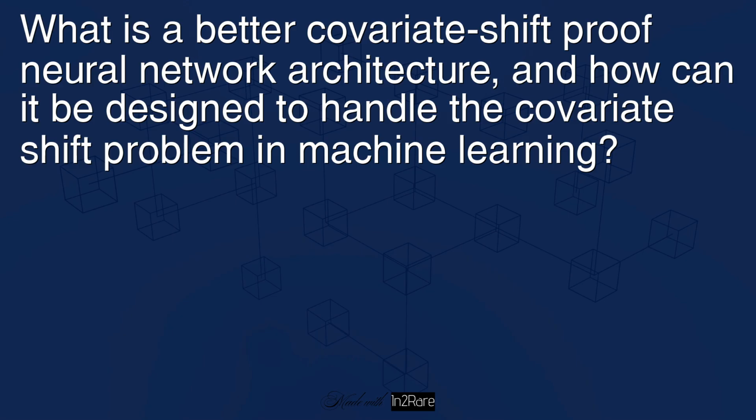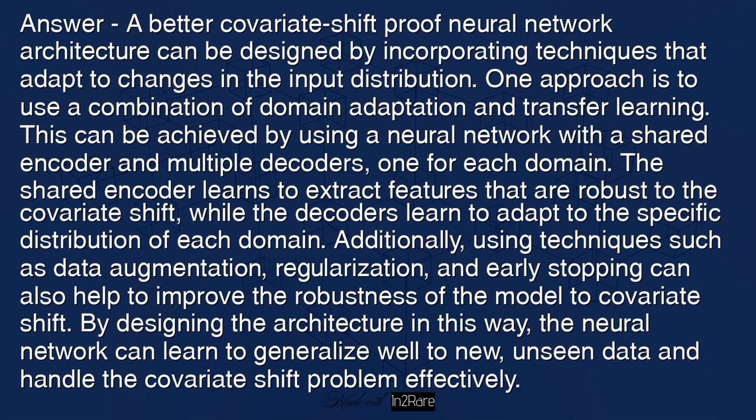What is a better covariate shift-proof neural network architecture, and how can it be designed to handle the covariate shift problem in machine learning? Answer: a better covariate shift-proof neural network architecture can be designed by incorporating techniques that adapt to changes in the input distribution. One approach is to use a combination of domain adaptation and transfer learning. This can be achieved by using a neural network with a shared encoder and multiple decoders, one for each domain.